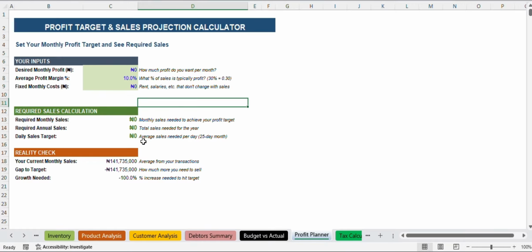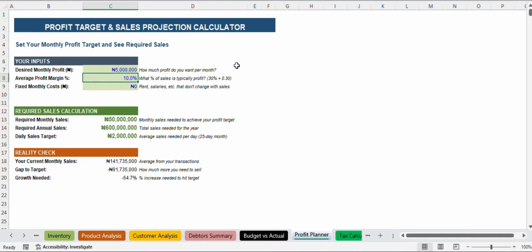So what is my desired monthly profit? Let's say I want to make 5 million naira every month. Yeah, I want to make 5 million naira. And my profit margin, again, is not what you've seen. No, it is what is the profit on the average? What is your profit margin? You define what your profit margin is on the average. Let's just say for a business starting, my profit margin is 30.